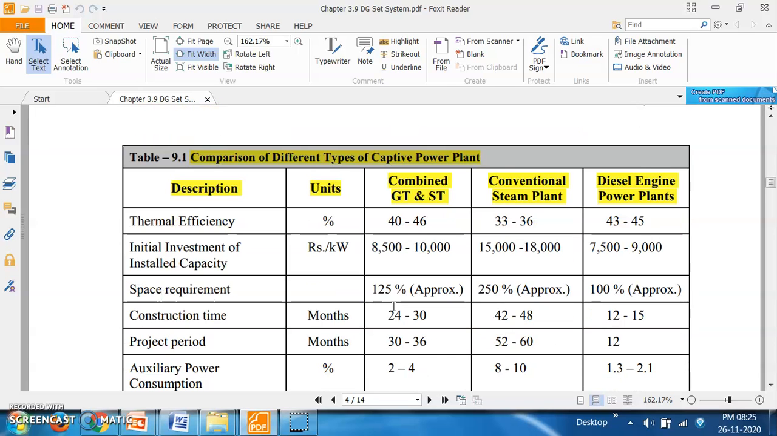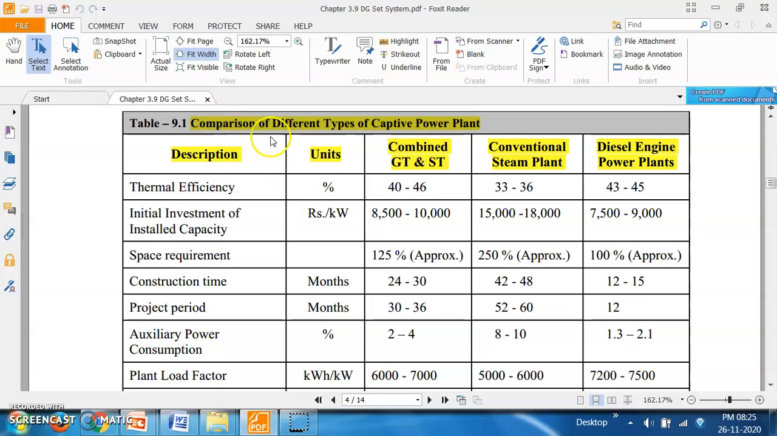Now, the next thing we need to discuss is the comparison between the different types of power plants. Here you can compare the combined gas turbine and steam turbine power plants, the conventional steam power plant, and the diesel engine power plants. The thermal efficiency we already discussed is 43 to 45%, whereas steam is 33 to 36% and gas turbine is 40 to 46%. Initial investment cost per kilowatt: you can see this is very minimum.